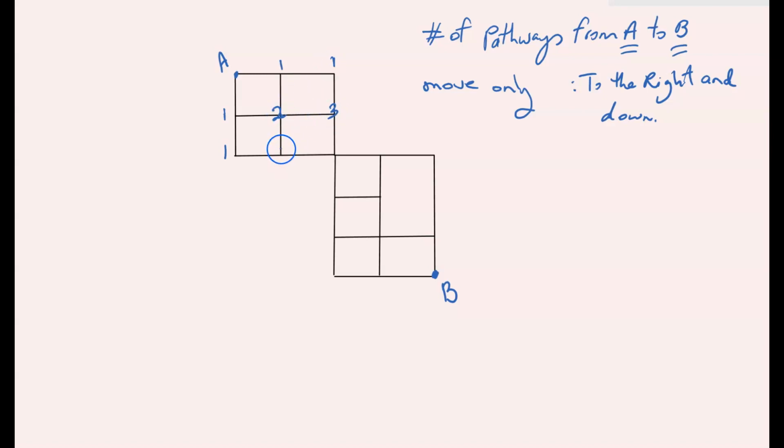Remember Pascal's Triangle, same idea again. Two ways coming this way, one way to the horizontal, that's 3. So to this point here, that's 6 possible ways to get there.